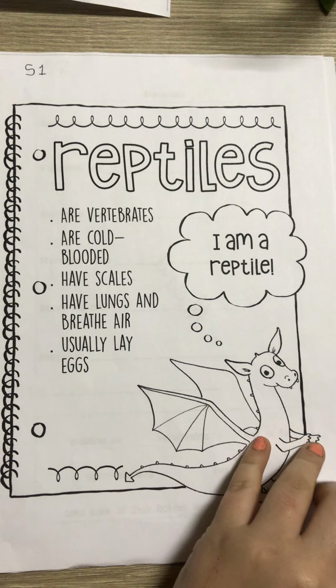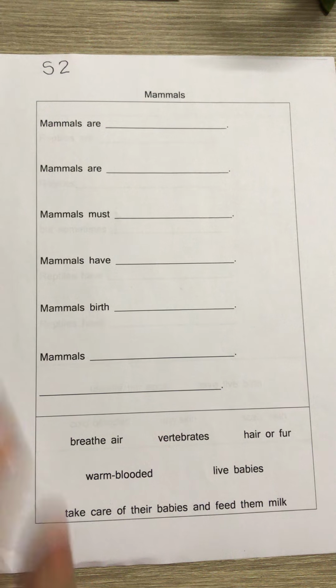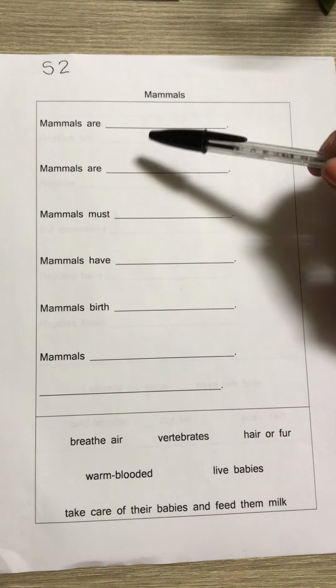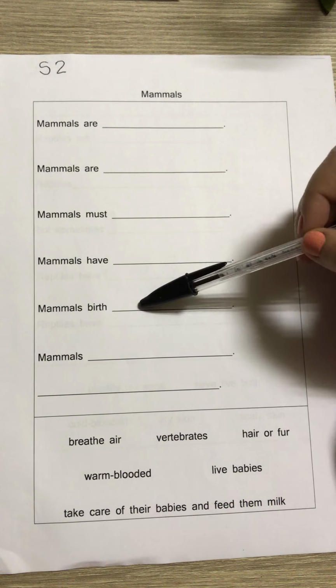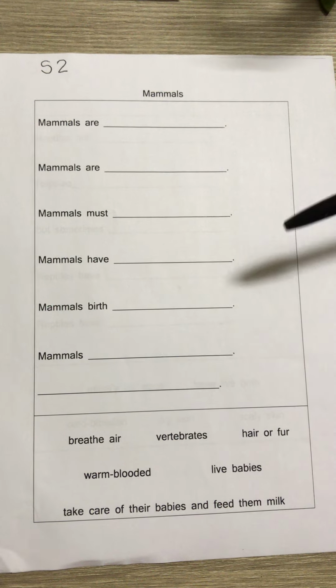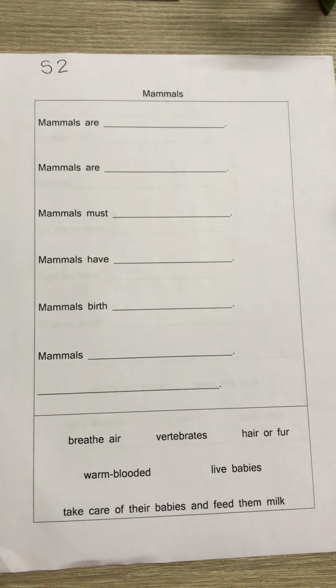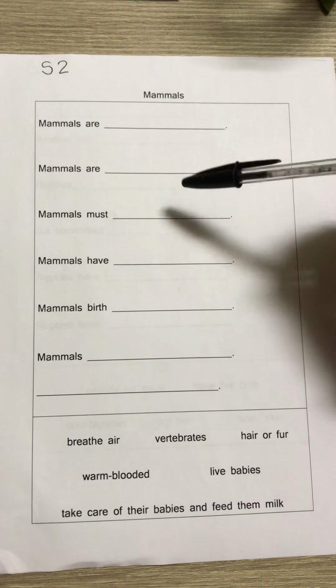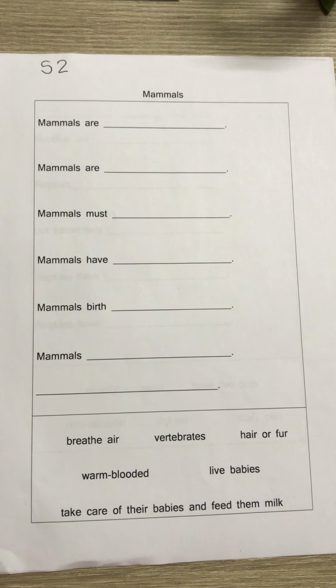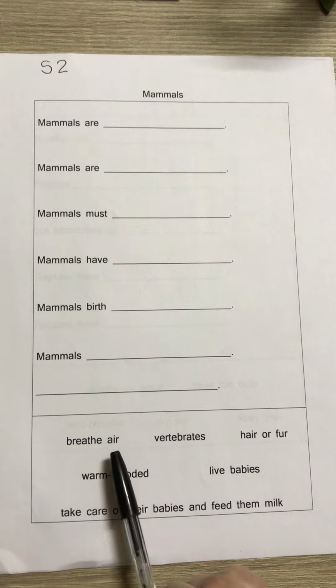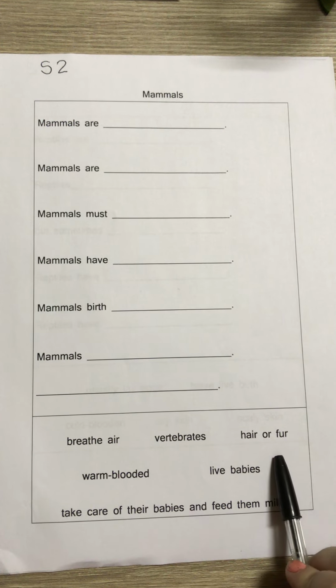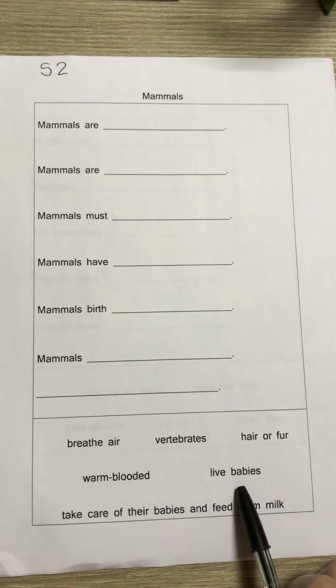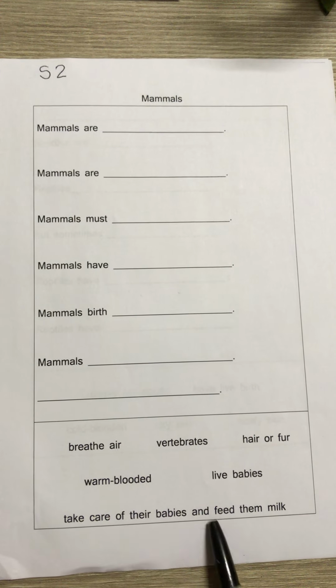Okay, we are moving on to our first 2-page. Okay, and it says mammals at the top. Then there are mammals are, mammals must, mammals have, mammals birth, mammals. But there are open lines, and here at the bottom we have some words. We are going to use these words and fill them into these sentences. So let's read the words at the bottom. Breathe air, vertebrates, hair or fur, warm-blooded, live babies, take care of their babies and feed them milk.